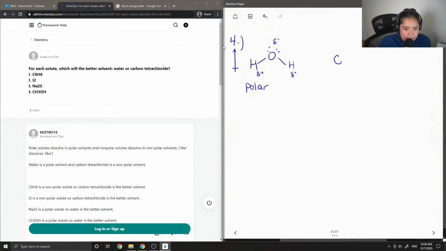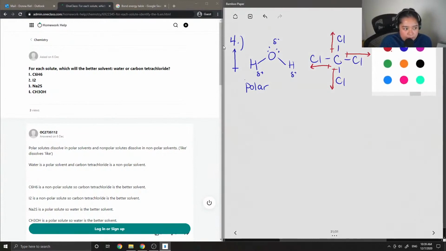On the other hand, if we have carbon bonded with 4 chlorines, each chlorine atom is more electronegative than the carbon, but the fact that they are all pointing in different directions just shows that all of their dipole moments will cancel each other out. So therefore we can say that carbon tetrachloride is nonpolar.